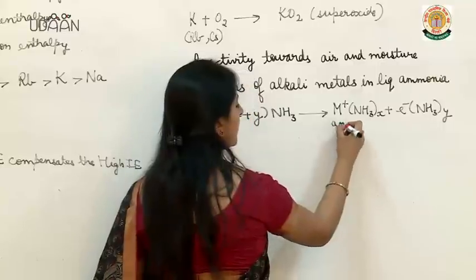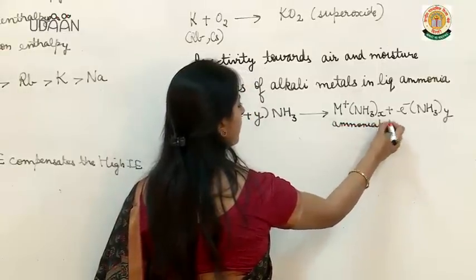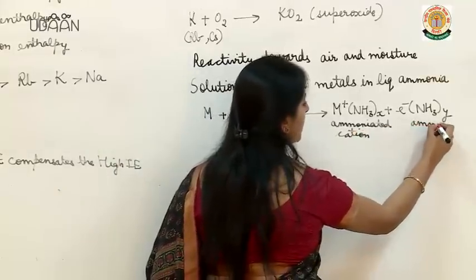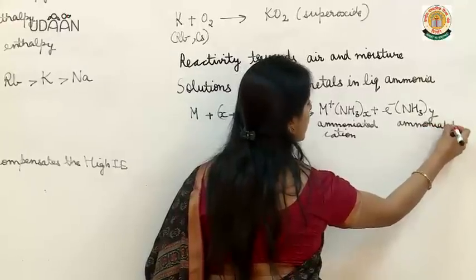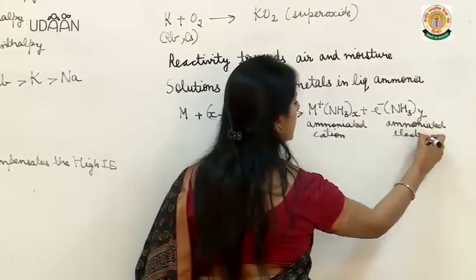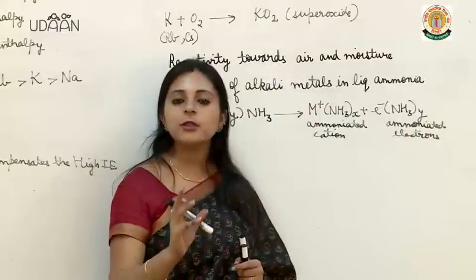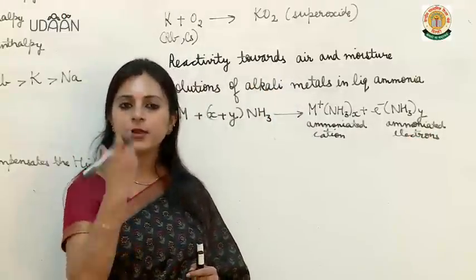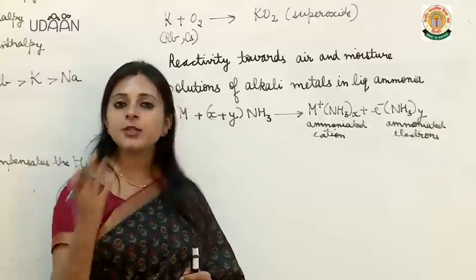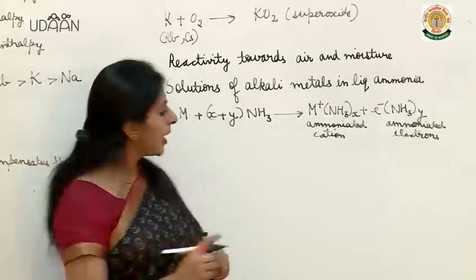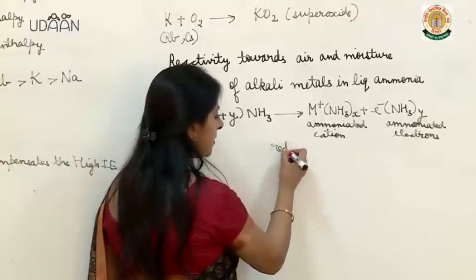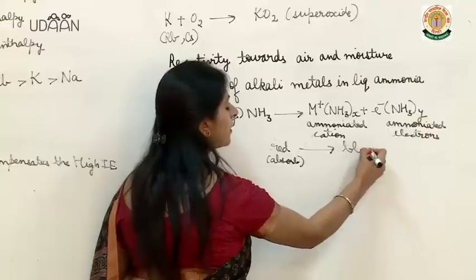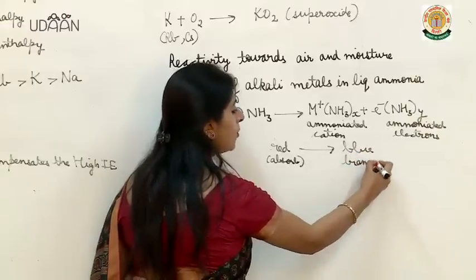Now this is ammoniated cation and this is ammoniated electrons. What happens is these ammoniated electrons get excited to higher energy levels. They absorb light which corresponds to the red color, and when they return back to the ground state from the excited energy level, they emit light which is blue in color. So that means they are absorbing red color and they are transmitting blue color. That is why they are blue in color.